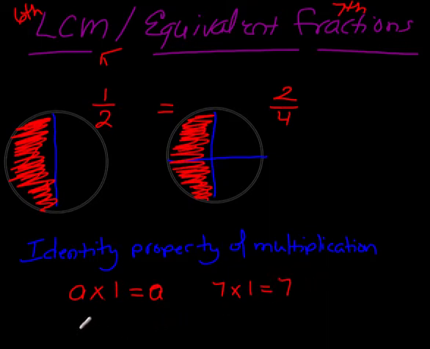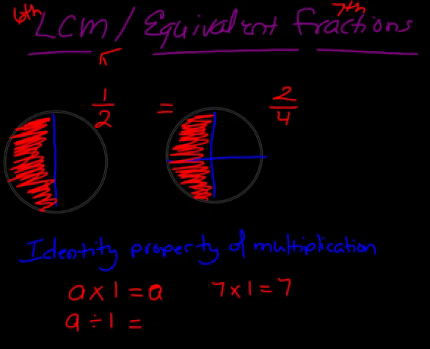Now, we also have an identity property of division. If I take any number and I divide it by 1, guess what? I get that number. So any number divided by 1 equals that number. If I have 7 divided by 1, it equals 7. That's pretty plain and simple, right? We've seen that before, and there's nothing hard to that.